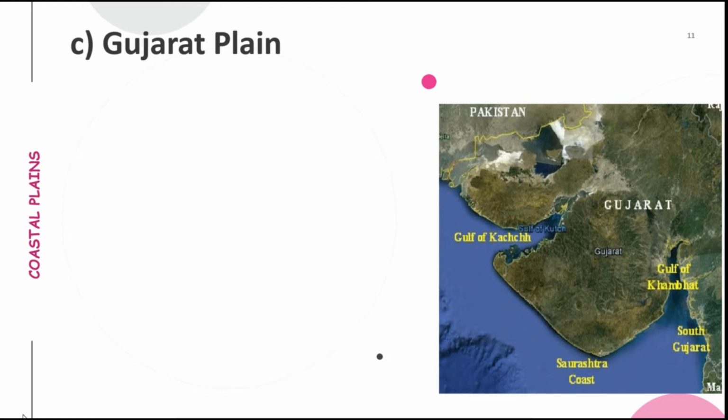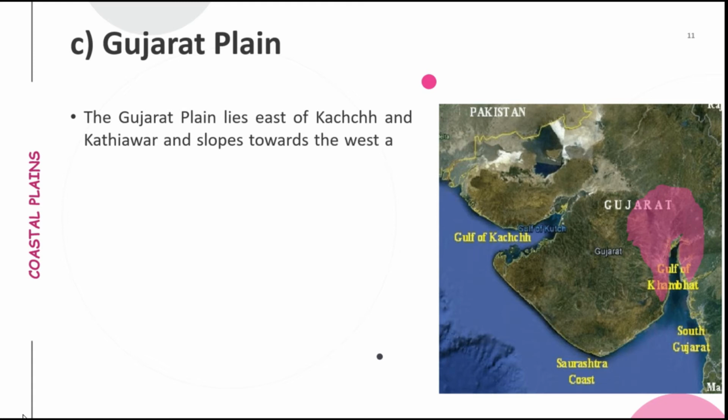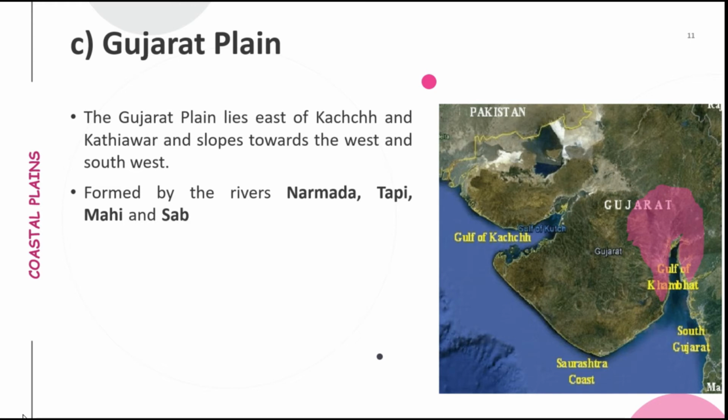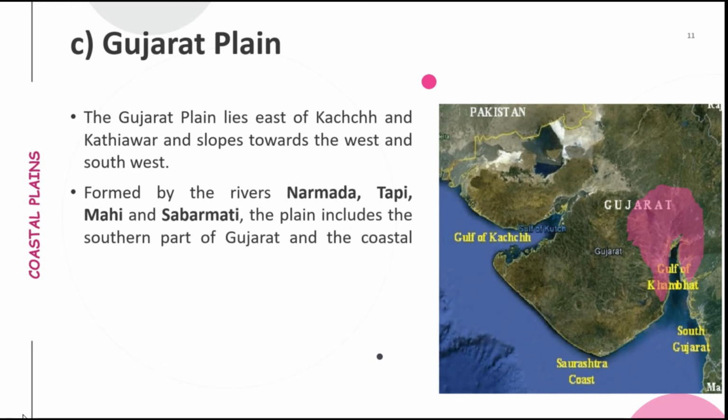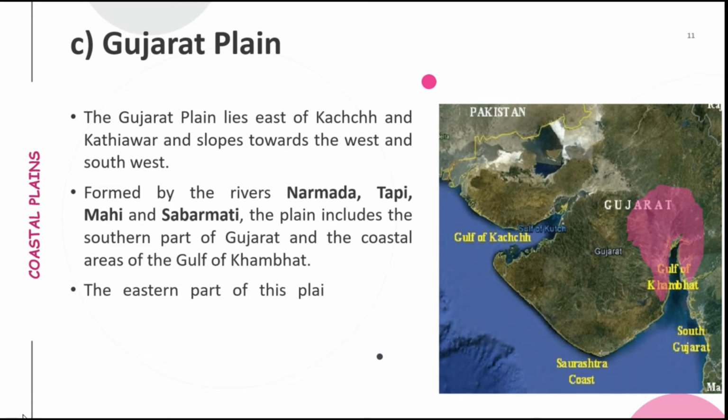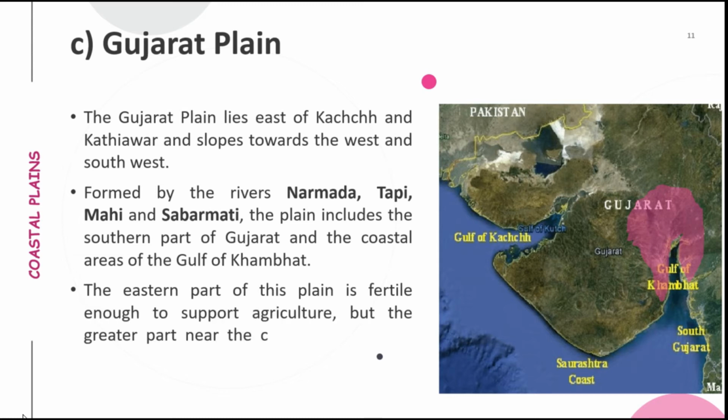The third division of the Kach and Kathiawar Peninsula is the Gujarat Plain. The Gujarat Plain lies to the east of Kach and Kathiawar and slopes towards the west and southwest. It was formed by the rivers Narmada, Tapti, Mahi and Sabarmati, and the plain includes the southern part of Gujarat and the coastal areas of the Gulf of Khambhat. The eastern part of this plain is fertile enough to support agriculture, but the greater part near the coast is covered by wind-blown loess.